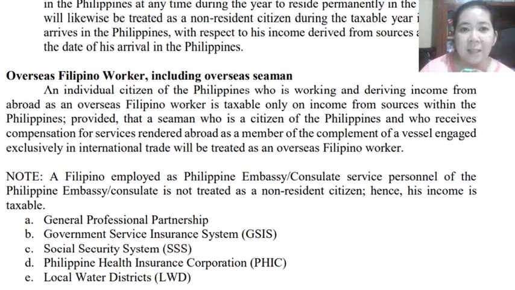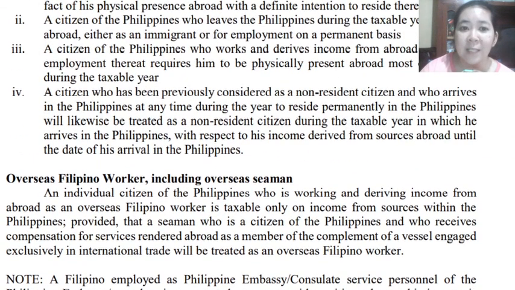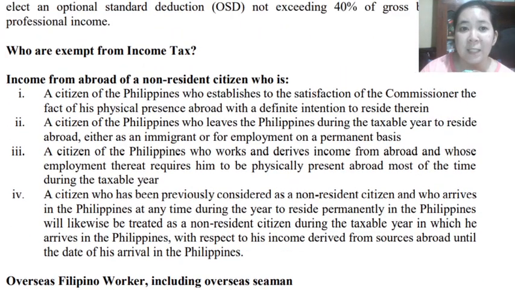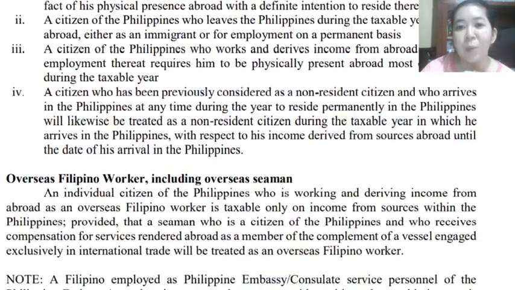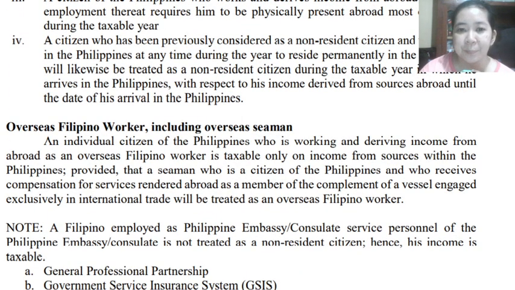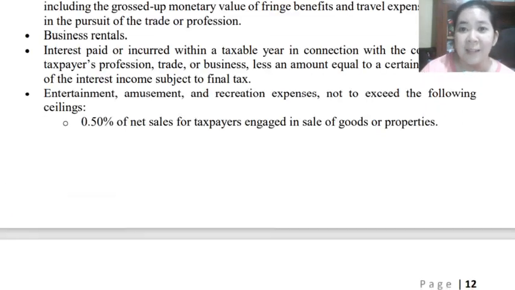In this case, again, overseas Filipino workers, or OFWs, are treated also as non-resident citizens in the case of their income. So they can only be taxed for their income that they derive or earn here in the Philippines. So their income from abroad is not subject to tax. Okay, so those are for the allowable deductions.